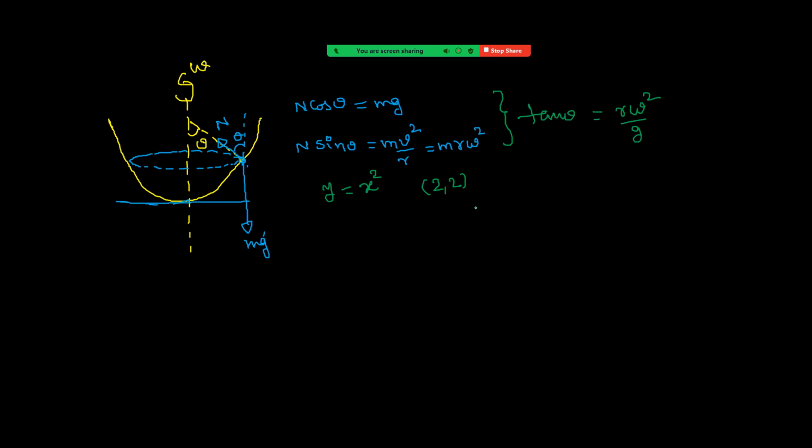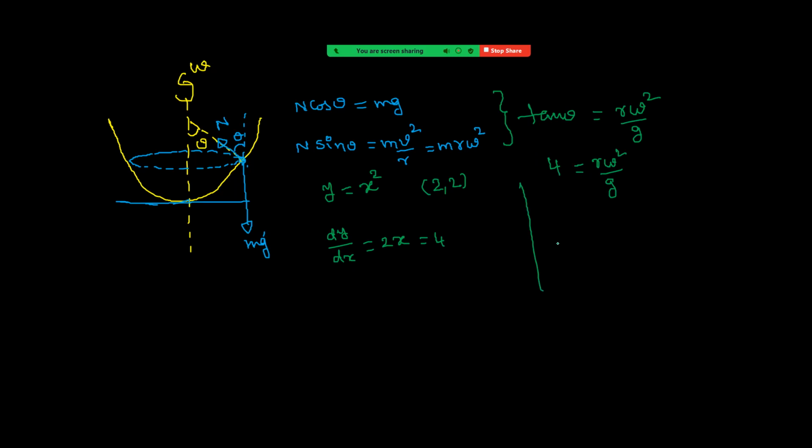Tan means it is giving us slope. So to find the slope, differentiate now this one. dy by dx is equal to 2x. Now it is at (2, 2). At this point, what is the slope? Take 2 here. It becomes now 4. Means tan theta is equal to 4, right? Yes. So tan theta is equal to how much? We got 4. So tan theta equal to 4, that is equal to r omega square by g.